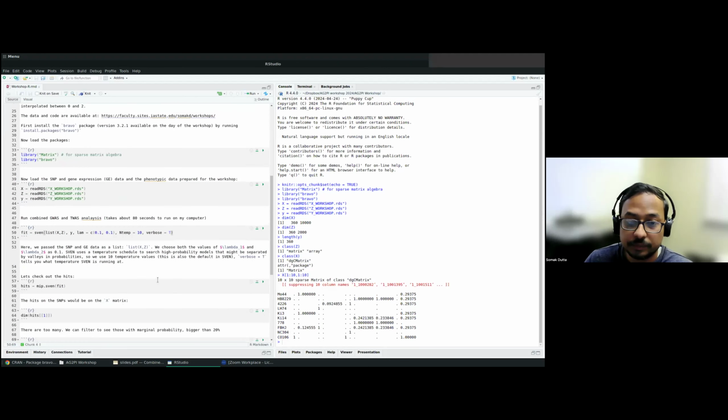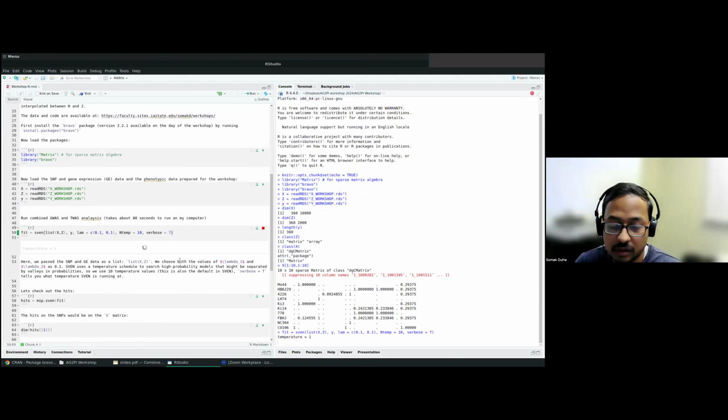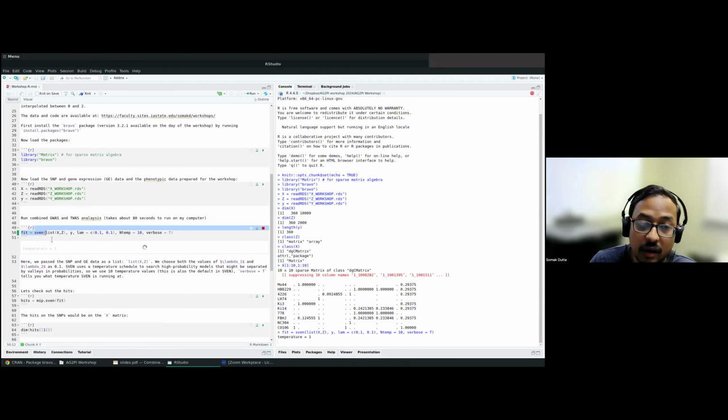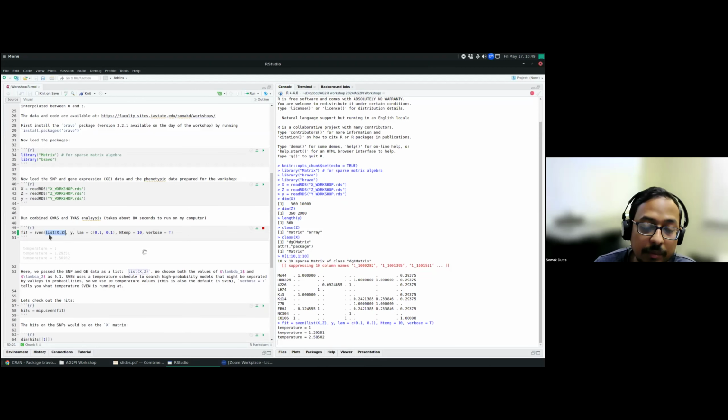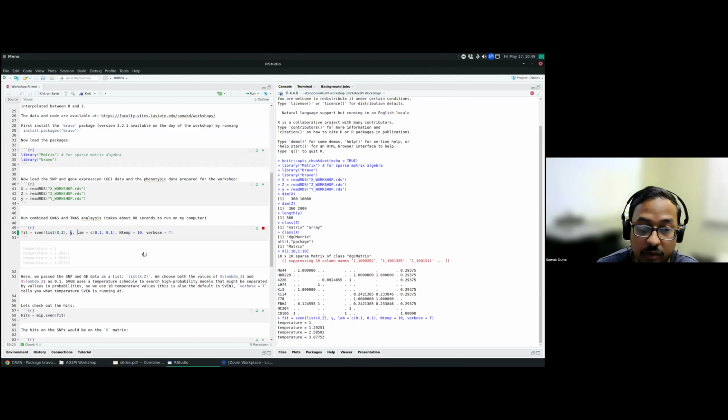All right, so we do the combined GWAS and TWAS analysis. Let's run it. It takes a bit more than 1 minute to run. While it's running, we will explain. Here we pass the SNP matrix and the gene expression matrix as a list of 2 matrices, X and Z. If you pass only X, it will do the GWAS only. If you pass only Z, it will only do the TWAS. But because I passed both X and Z as a list, it will do the combined GWAS and TWAS analysis. The second argument is the vector of response Y, the phenotypic traits.